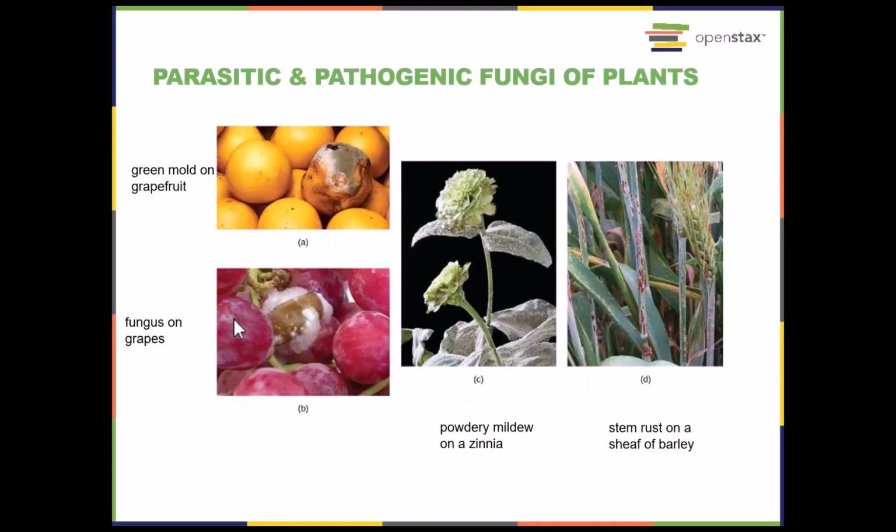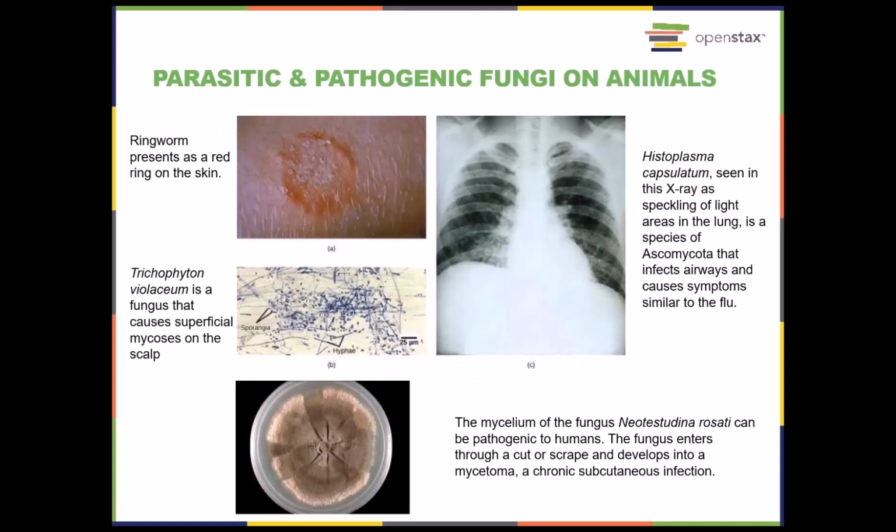Some fungi are parasitic or pathogenic to plants. This green mold on grapefruit, we can see fungus growing on grapes, powdery mildews and rust. We also have parasitic and pathogenic fungi on animals. Ringworm is a fungus on the skin. We also see fungus that causes mycoses. Mycoses is just a disease that's caused by fungus, and we see that on the scalp.